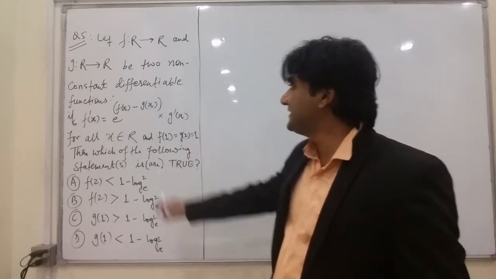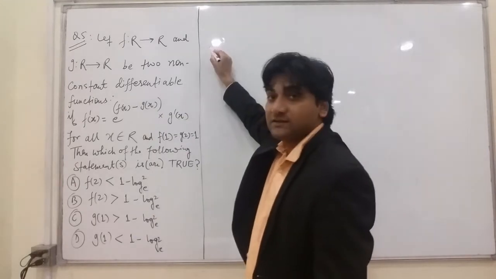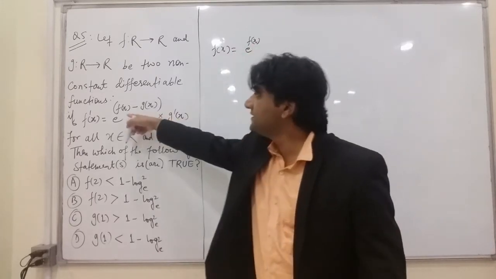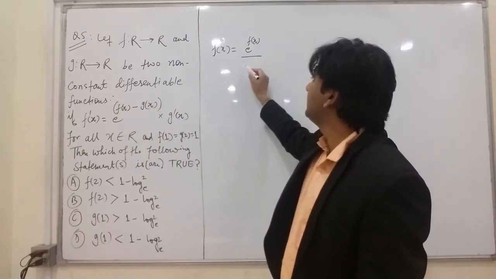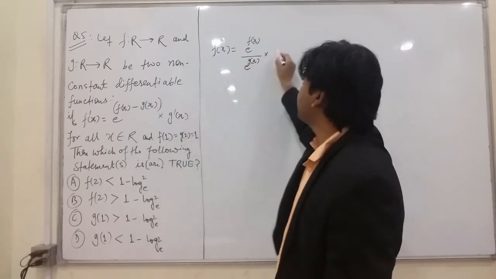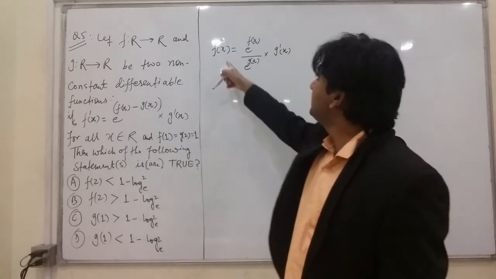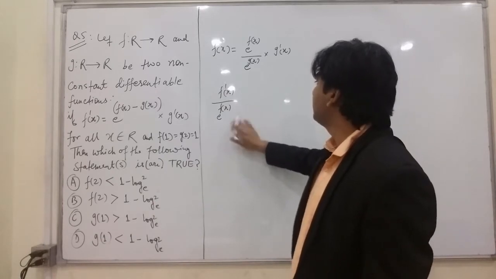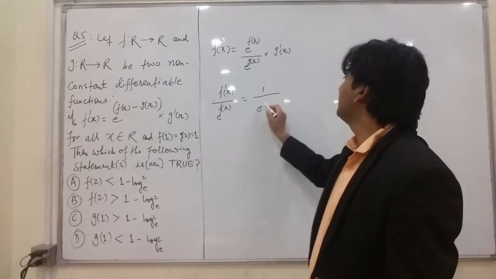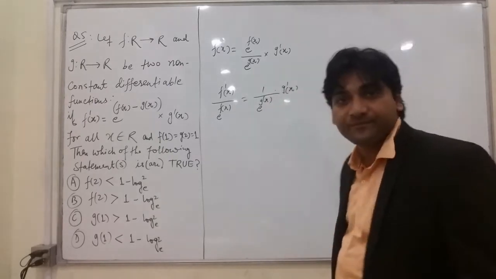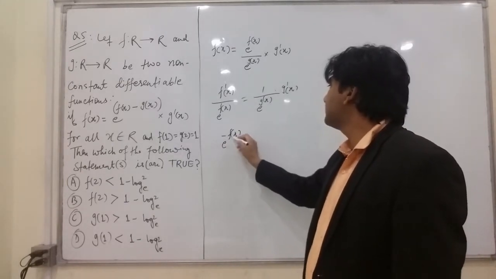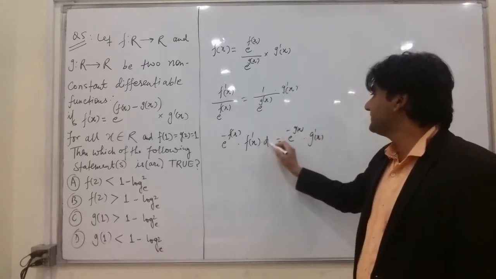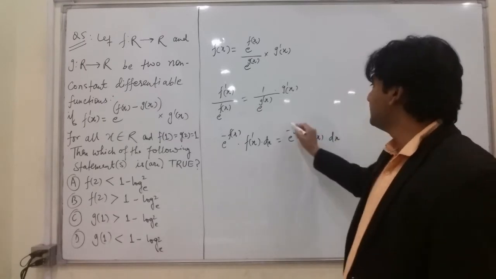Okay, so the starting point is this f dash x, which is given. So from here we can start. f dash x equals e raised to fx minus gx, so we can write e raised to fx over e raised to gx, times g dash x. Okay, no issue. Now f dash x over e raised to fx equals 1 over e raised to gx times g dash x. Then you can write e raised to minus fx times f dash x equals e raised to minus gx times g dash x. Apply dx on both sides and then integrate it.